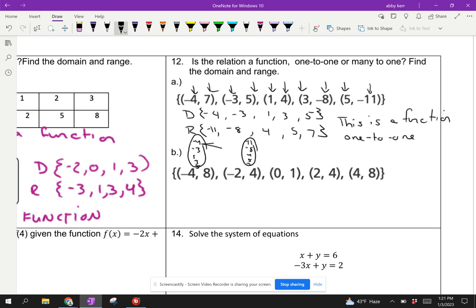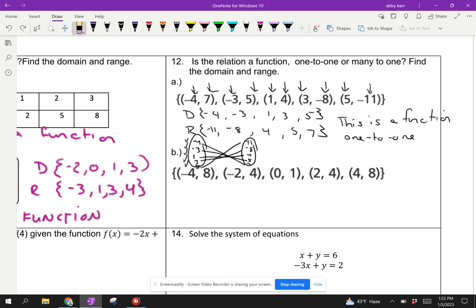So -4 maps to 7. -3 maps to 5. 1 maps to 4. 3 maps to -8. And then 5 maps to -11. So it's a function because each x has only one y. And then each y is only connected to one x. So the y's are not shared.